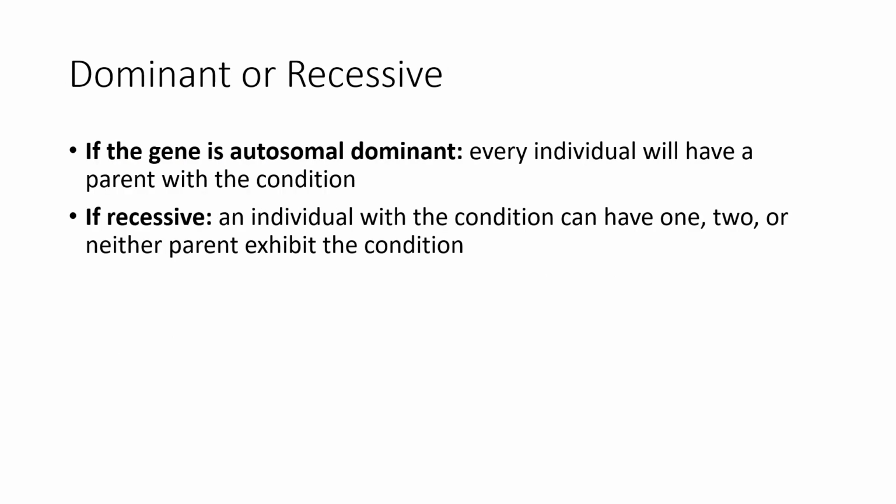So how do you know if it's dominant or recessive? If the gene is autosomal dominant, every individual will have a parent with the condition. If it's recessive, an individual with the condition can have one, two, or neither parent exhibit the condition. So if something is dominant, it's probably going to be seen more frequently throughout the pedigree. If it's recessive, probably not.